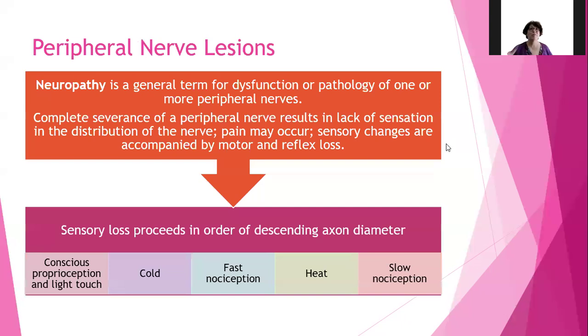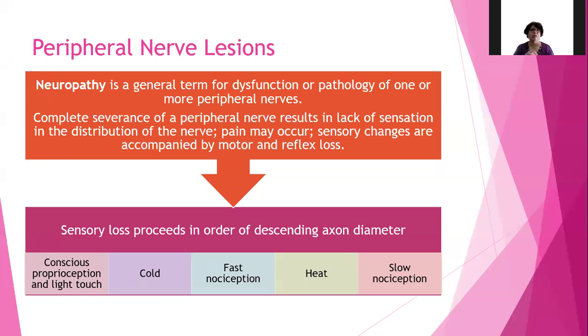Peripheral nerve lesions. Neuropathy is a general term for dysfunction or pathology of one or more peripheral nerves. A complete severance of a peripheral nerve results in lack of sensation for the distribution of the nerve. You might have pain associated with it. Sensory changes are often accompanied by motor and reflex loss, and that's because of the feed-forward feedback relationship that the sensory neurons have with the motor neurons.